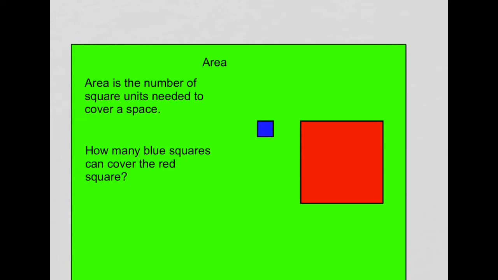You'd want to know the area if you wanted to know how much carpet to put in your house, or how much floor tile to put in your house, or if you wanted to paint a wall, what's the area or the space that covers the walls. That's what area is.